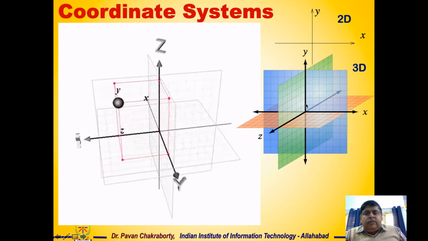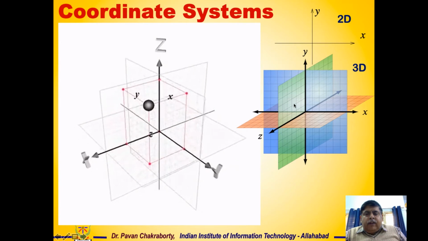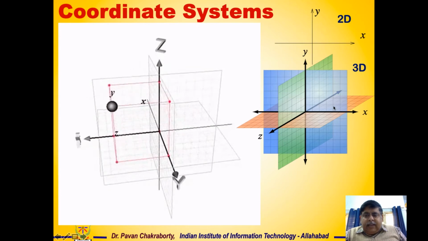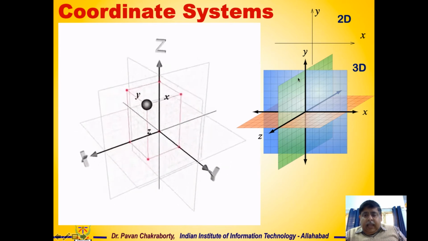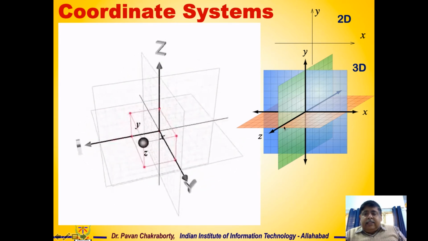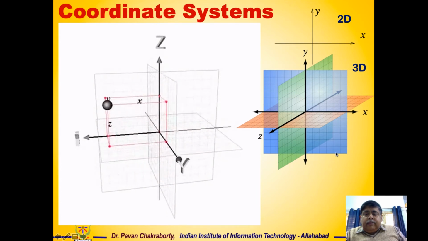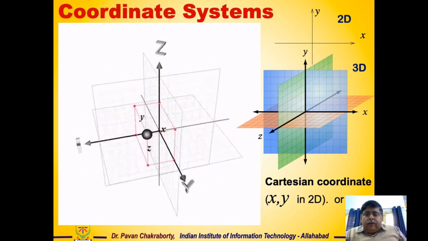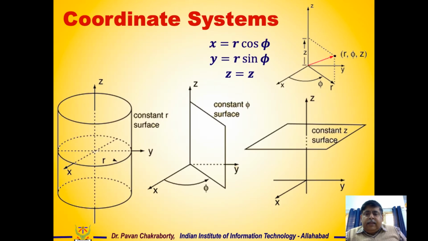So basically it is a connection of orthonormal planes: the xz plane, the xy plane, and the zy plane. These are the different planes that you have in the process. So these are called Cartesian coordinates, x, y in 2D and x, y, z in 3D. Now I come to the next coordinate system.